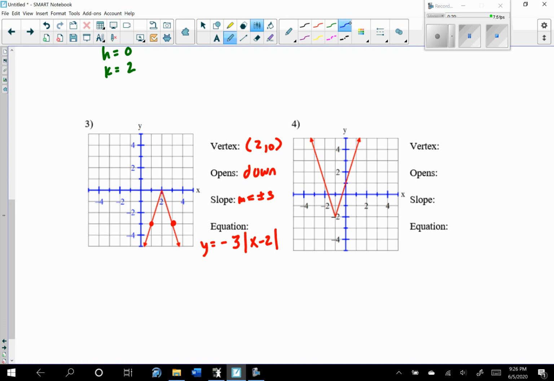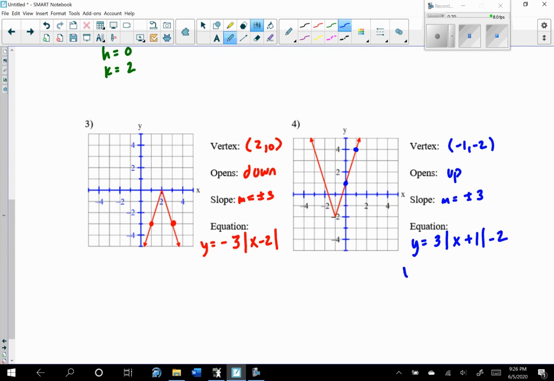Over here for this one, we have the vertex at negative 1, negative 2. This opens up, so we have a positive a value. The slope is going up 1, 2, 3 over 1, so plus or minus 3. So y equals 3 times the absolute value of x plus 1 minus 2.